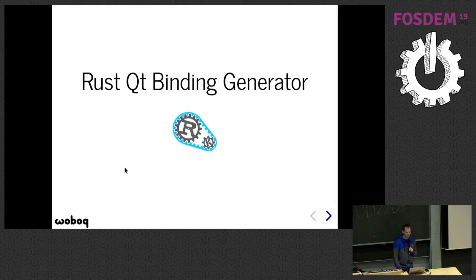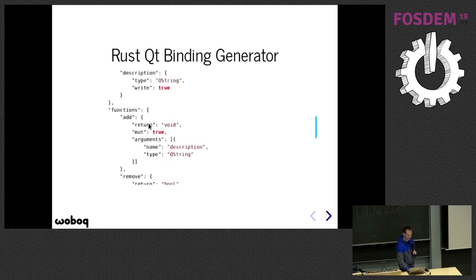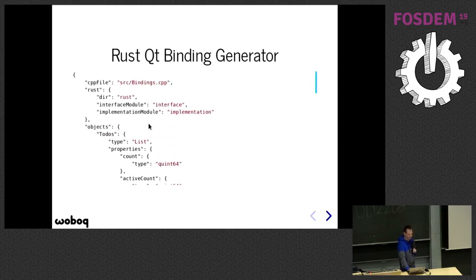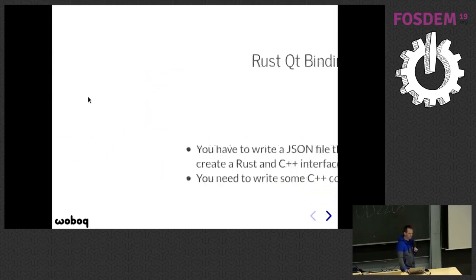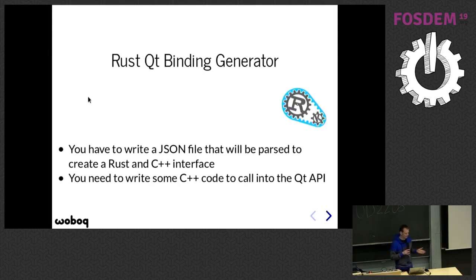Another project is the Rust Qt binding generator. It's from Jos van der Hover, who is here in the audience. This is a project also hosted in KDE. To use it, you have to create a JSON file, and in your JSON file you describe your objects and all your functions and the parameters that they're taking. First you write this JSON file, and then there's a tool that generates C++ and Rust code that you can then use from both C++ and Rust. So in the end, you still need to write a minimum of C++ code to call into the Qt API.